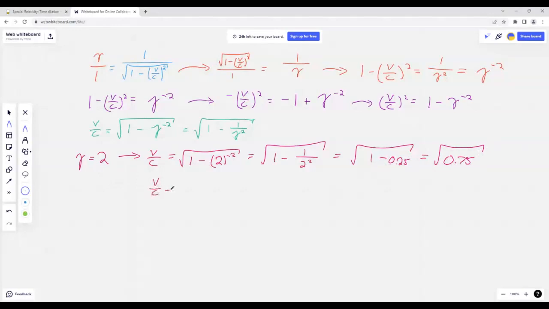And then that would tell us that our ratio here is about 0.866. And then if we want that technically in terms of an actual speed, then sometimes we multiply by c. And that would be the same as saying that the velocity is 0.866 times the speed of light. Now let's check that and see.